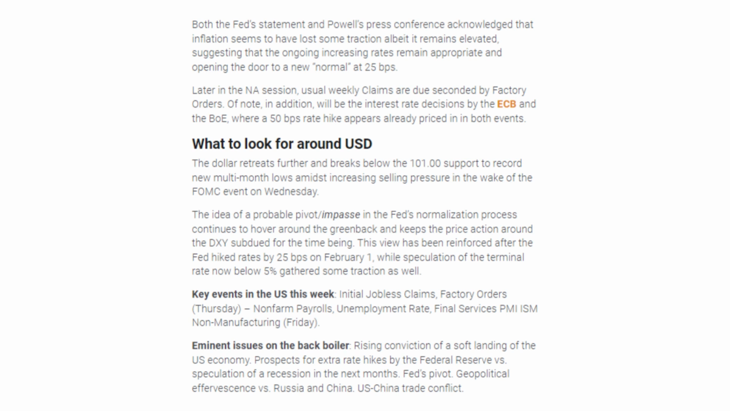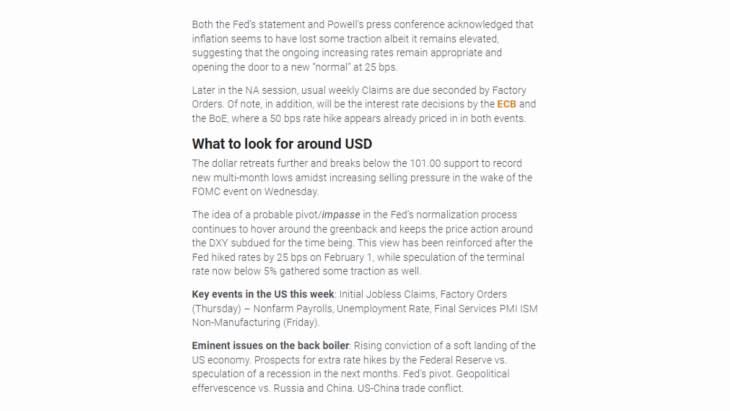What to look for around USD? The dollar retreats further and breaks below the 101.00 support to record new multi-month lows amidst increasing selling pressure in the wake of the FOMC event on Wednesday. The idea of a probable pivot/impasse in the Fed's normalization process continues to hover around the greenback and keeps the price action around the DXY subdued for the time being. This view has been reinforced after the Fed hiked rates by 25 bps on February 1st, while speculation of the terminal rate now below 5% gathered some traction as well.